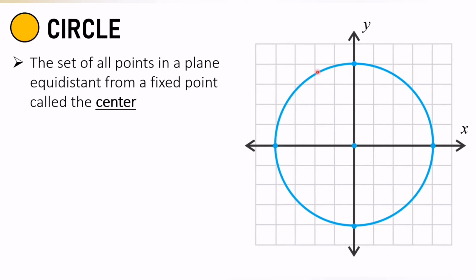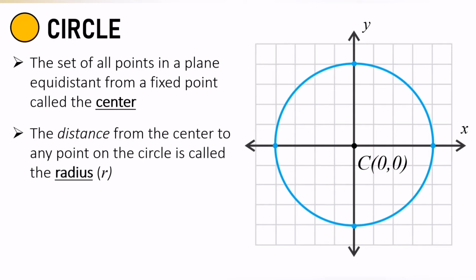It's the set of all points in a plane equidistant, meaning it has equal distance from a fixed point that is the center. So this is equal from here up to here, from here up to here, up to here, here, here. This is equal.